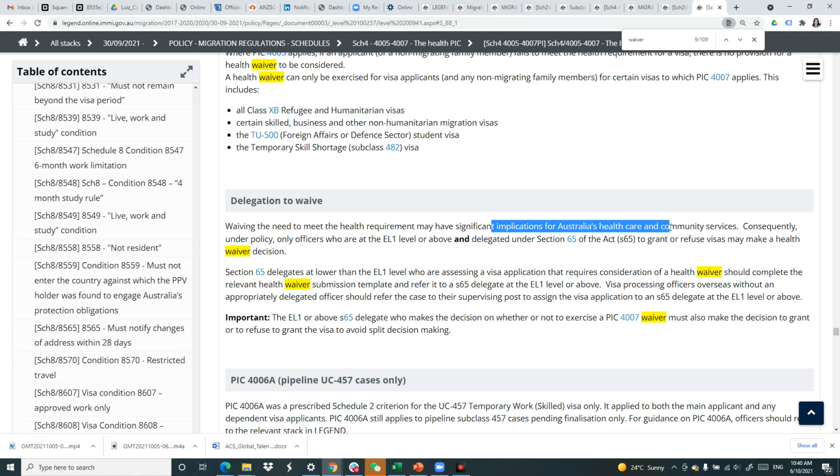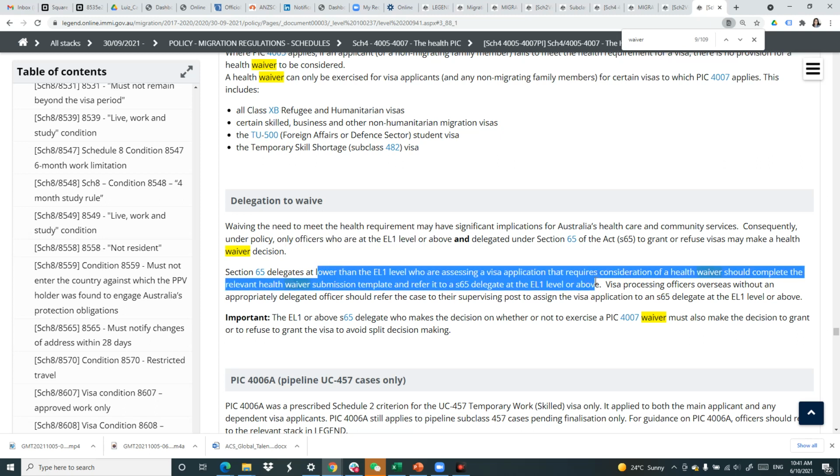We really are going to stress Australia's healthcare and community system. They will say, therefore, only officers who are EL1 level or above can have a self-waiver. Therefore, a health waiver itself will take a little bit of time. Why? Because the department is going to appoint a Commonwealth health officer to analyze the application. Who can do the waiver request?